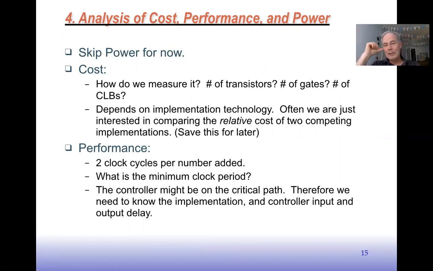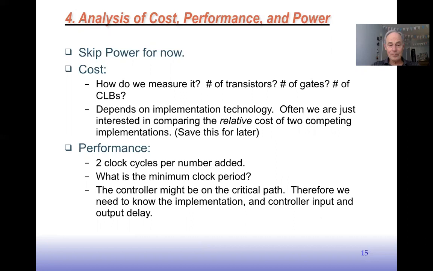So this would typically be something like the number of transistors, or the number of logic gates, or the number of CLBs. It kind of depends on the technology. In this case, we're really just going to look at relative cost between two competing implementations. So we'll get into that in a little bit. Not worry too much about the absolute cost.